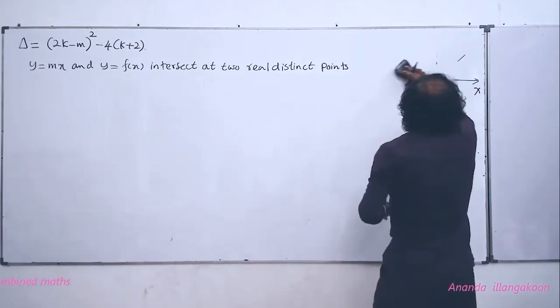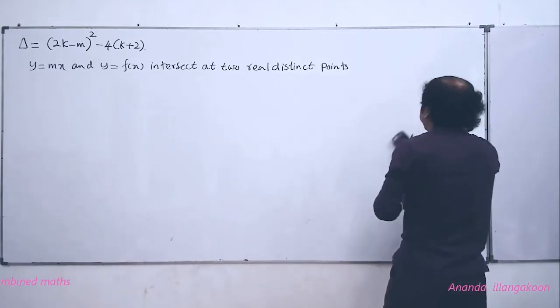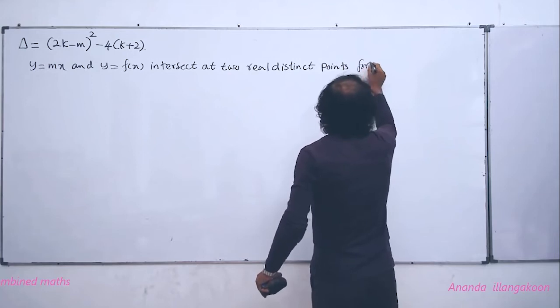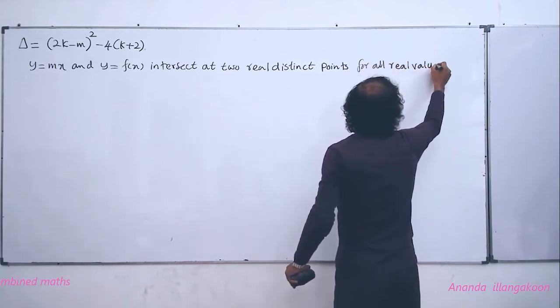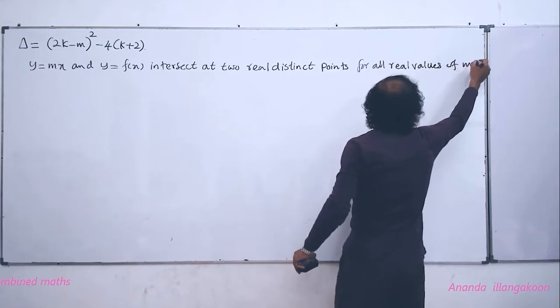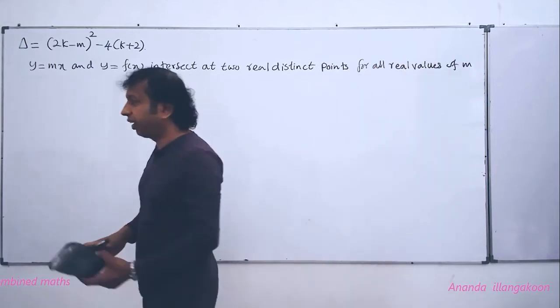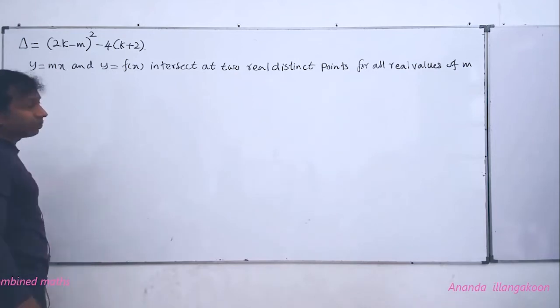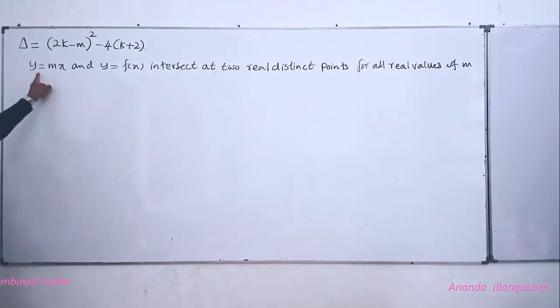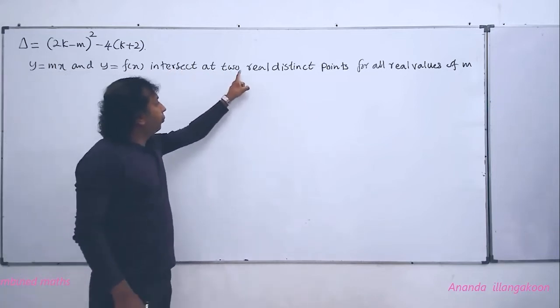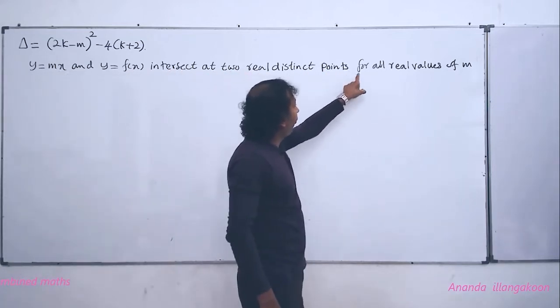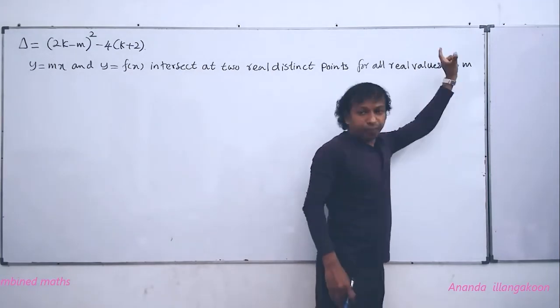For all real values of m. Long statement coming. Sometimes you take 2 lines. Never mind, people take 2 lines. Y equals mx and y equals f(x) intersect at 2 real distinct points for all real values of m.